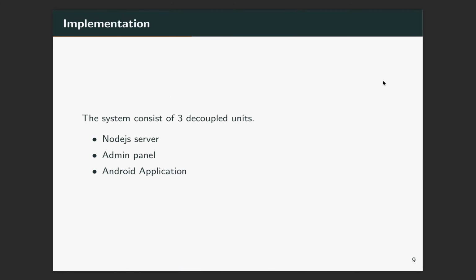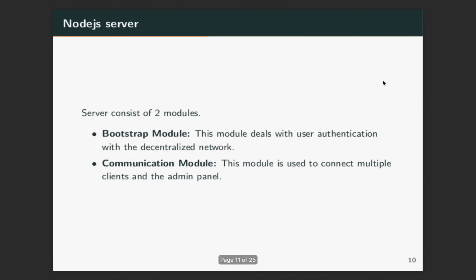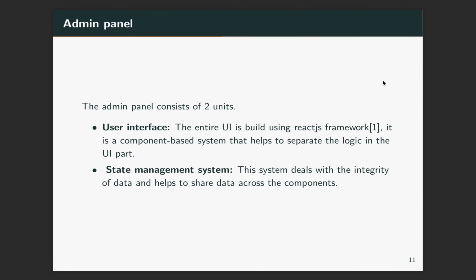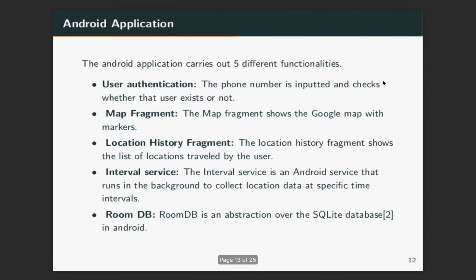As said before, the implementation is divided into three parts: the Node.js server, the admin panel, and the Android application. The Node.js server consists of two modules: the bootstrap module and the communication module. The bootstrap module deals with user authentication within the decentralized network, while the communication module is used to connect multiple clients and the admin panel. The admin panel consists of two parts, as stated before: the UI part, built using React.js, and the state management part, done using Redux.